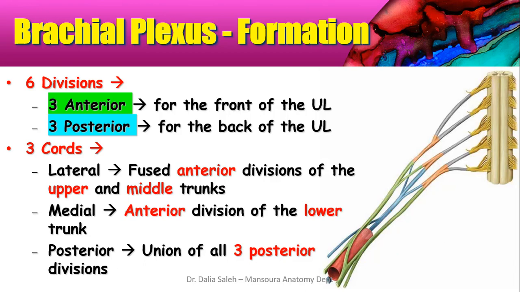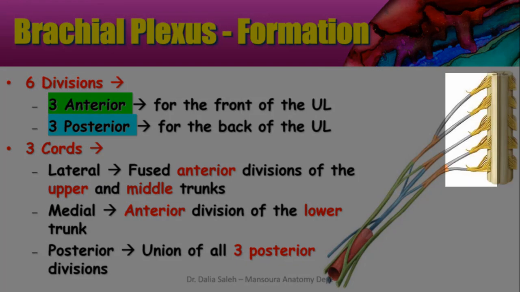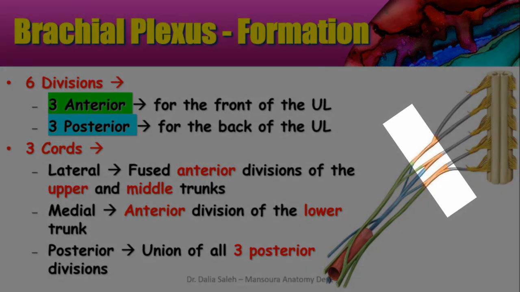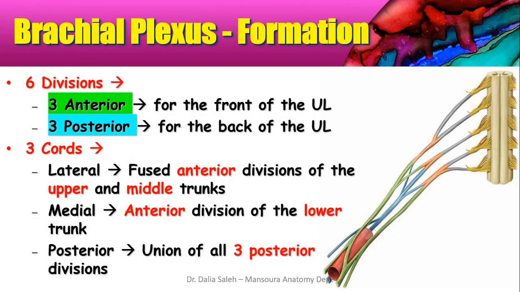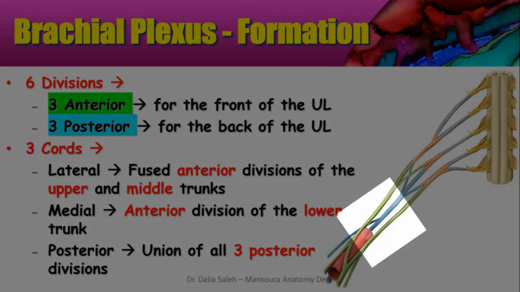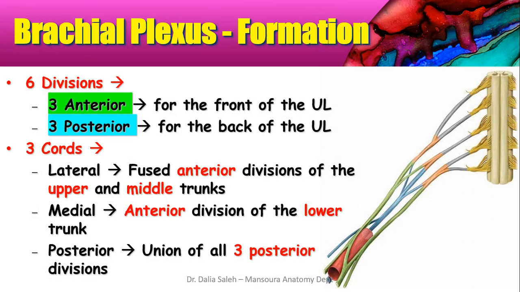So again, the stages of formation of the brachial plexus: we have the roots from C5 up to T1. The trunks, we have upper, middle, and lower trunks. And then the divisions, we have 3 anterior divisions and 3 posterior divisions. And then the cords, we have 3 cords: lateral cord, medial cord, and posterior cord, arranged around the axillary artery in the same direction: lateral to the axillary artery, medial to the axillary artery, and posterior to the axillary artery.